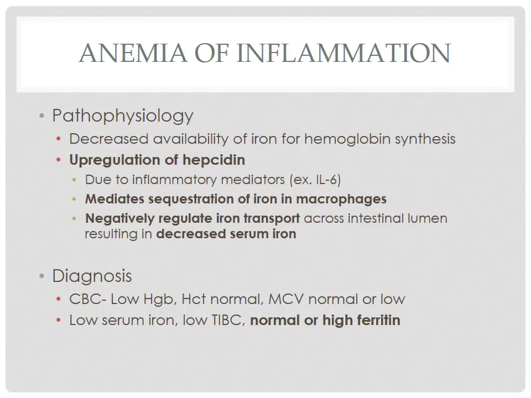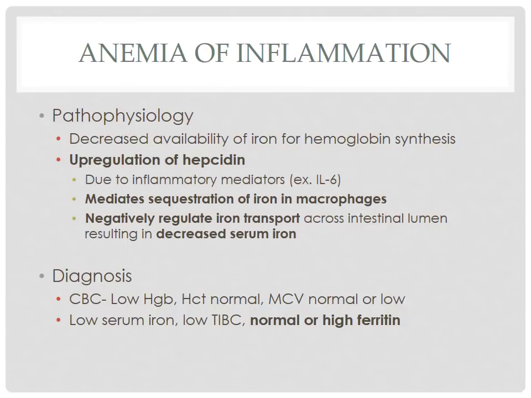And this is actually a defense mechanism. The body is trying to hide the iron from potential invaders. So if, for example, there was an infection, it's trying to keep that iron away from the bacteria, because bacteria depend on that iron to continue to multiply. So the hepcidin is upregulated to try and hide that iron, and this results in a negative regulation of iron transport. So instead of it going into circulation, it's actually decreased in the serum and hidden from the rest of the body.